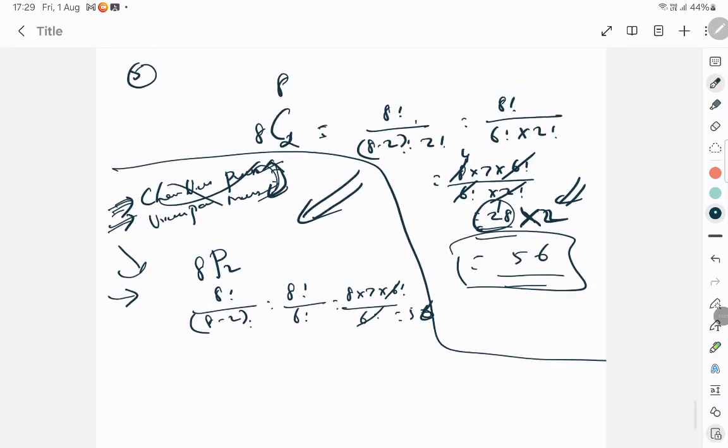So then I did it as a combination. I still had to multiply it with 2 because the order does matter. Whether it's Pranav, Newland or Newland, Pranav, chairman and vice chairman are 2 different posts, so it's not leaders. So I have to multiply it with 2. I could have directly done the sum as a permutation, because the order does matter in this 8P2, and I'd directly get the answer.